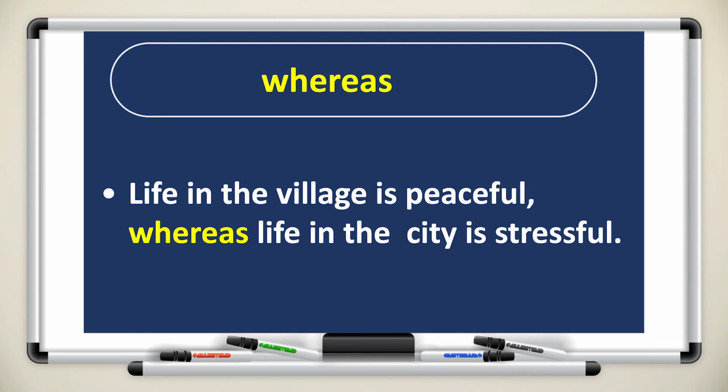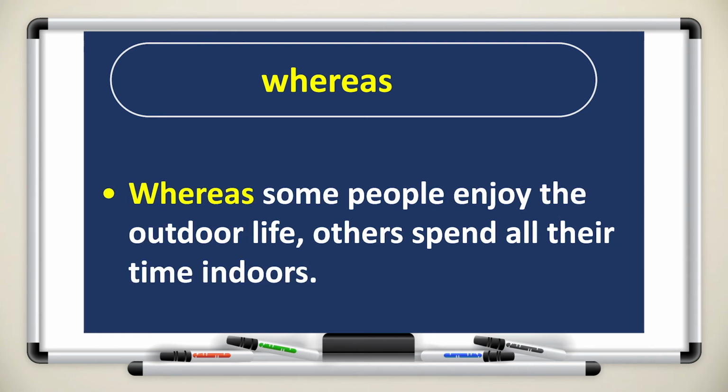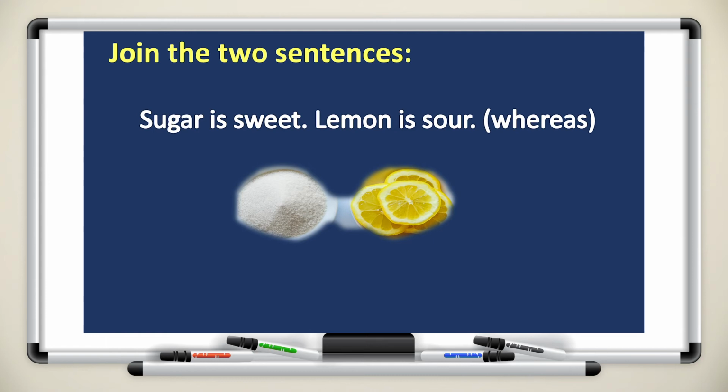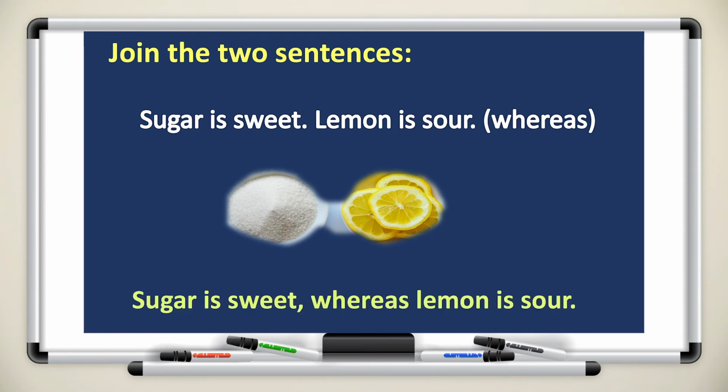Let's see you apply it. Whereas some people enjoy the outdoor life, others spend all their time indoors. We can also use whereas in the beginning of the sentence in the way that we have here. So you can either use it in the beginning of a sentence or in the middle of a sentence. Let's look at this sentence here. We've got sugar is sweet, lemon is sour. What do you notice? Obviously, sweet and sour are two different things. We're going to apply using whereas in that sentence to contrast between the two. So we'll say sugar is sweet, whereas lemon is sour.